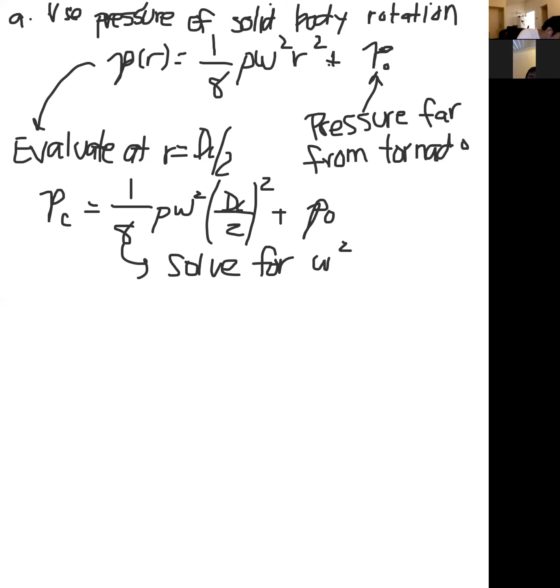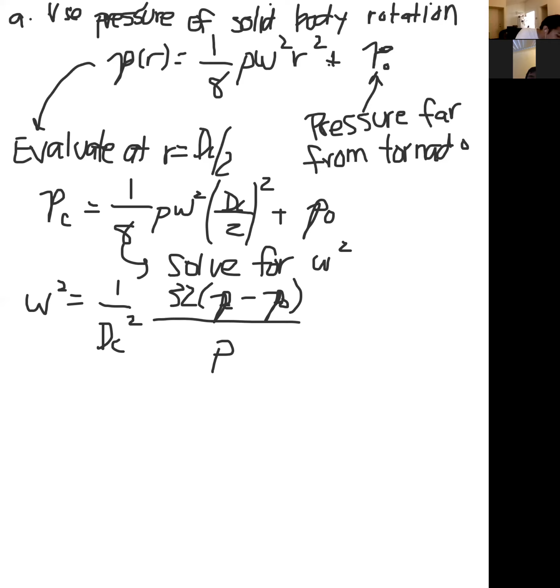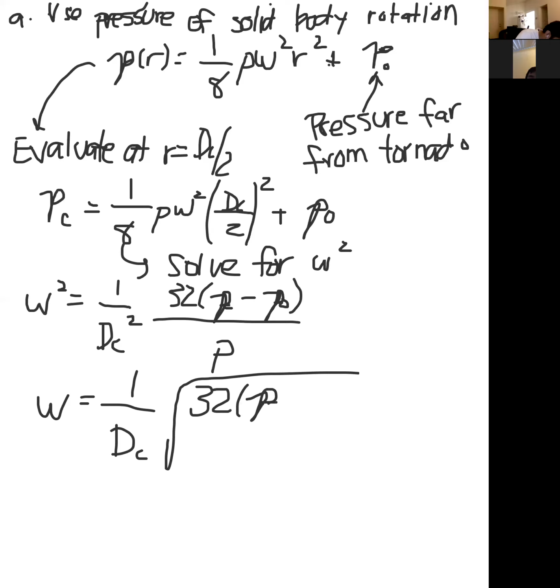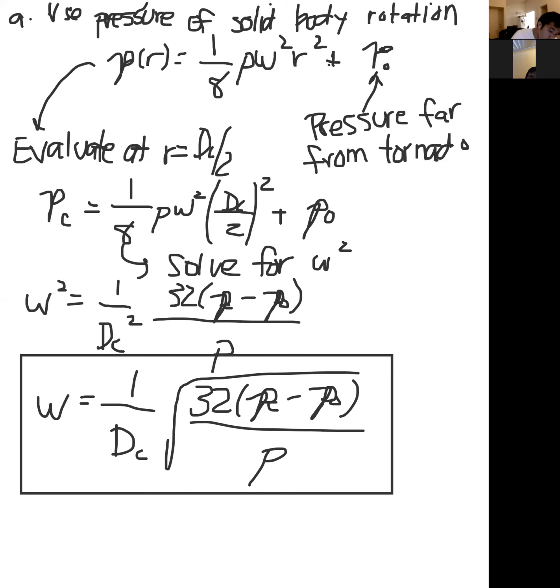So if we do that, we get omega squared is equal to 1 over D_C squared times 32 times (P_C minus P naught) all over rho. Okay. And then we can take the square root of this to get omega. So omega is equal to 1 over D_C times the square root of 32 times (P_C minus P naught) all over rho.